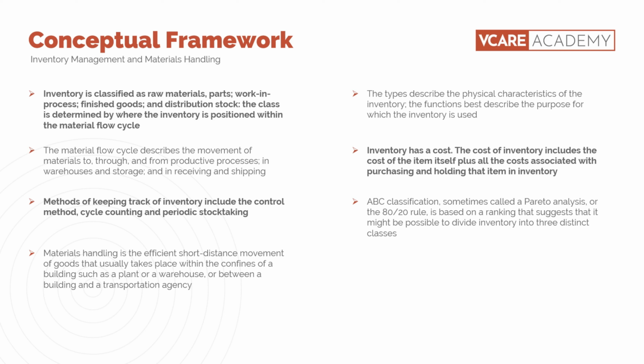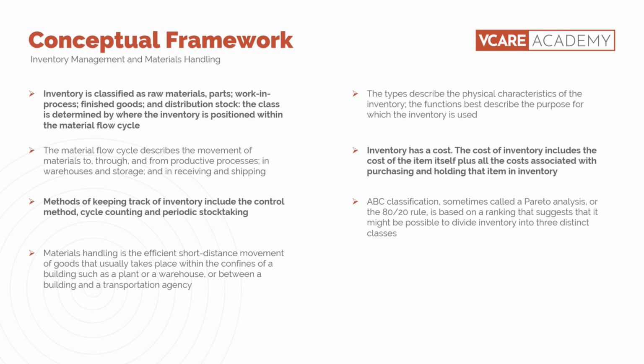Methods of keeping track of inventory include the control method, the cycle counting method, and the periodic stock take. The ABC classification of inventory, sometimes called Pareto analysis or the 80-20 rule, is based on a ranking that suggests it might be possible to divide inventory into three distinct ABC classes. Materials handling is the efficient short distance movement of goods that usually takes place within the confines of a building, such as a plant or a warehouse, or between buildings and a transportation agency.